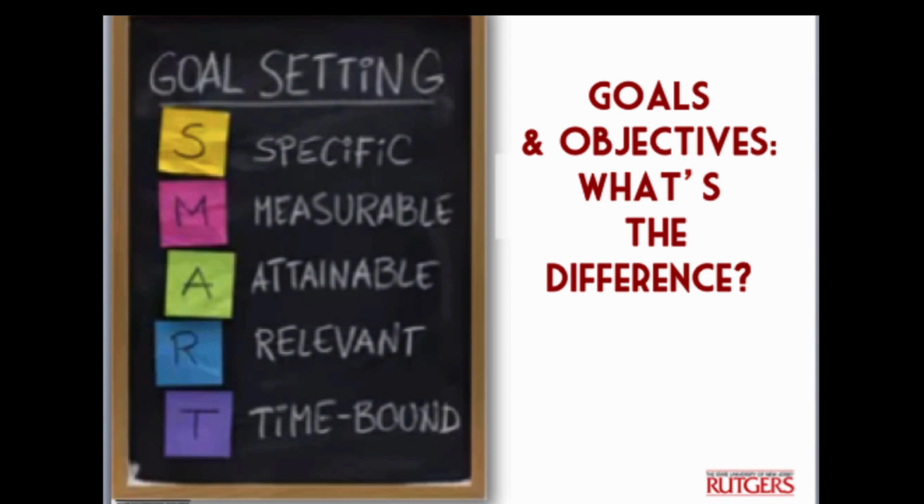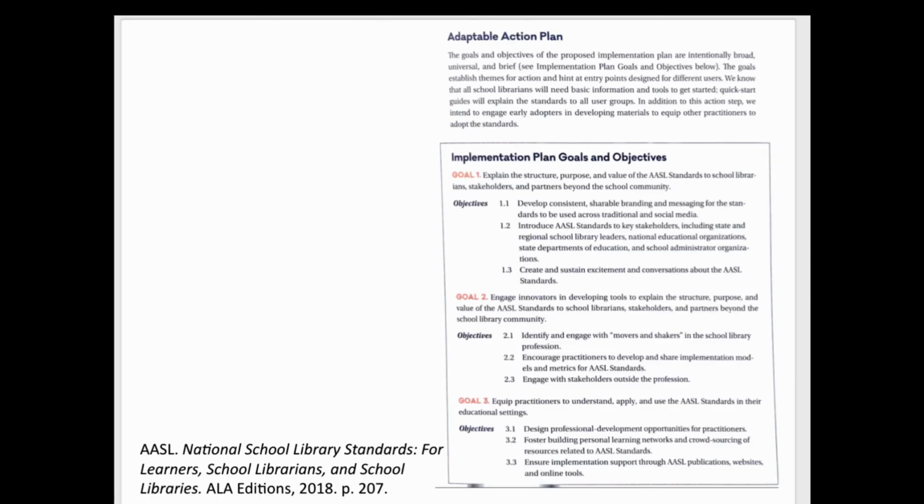You'll also be looking at goals and objectives. And again, those are 2 different things. A goal is a broad definition, where an objective is much more specific and it identifies how you will meet the goal.